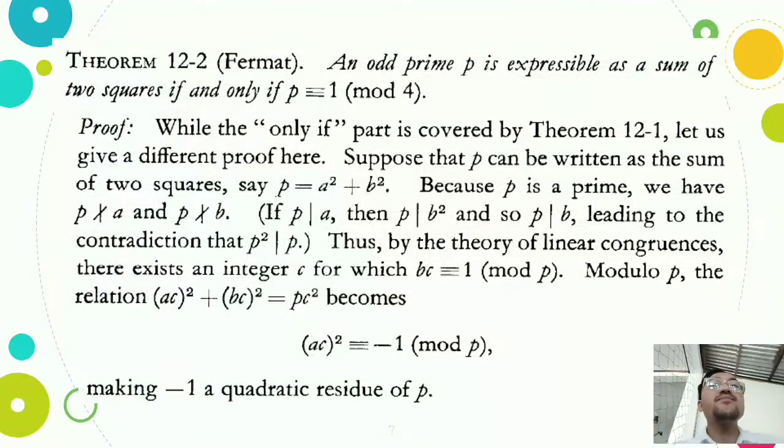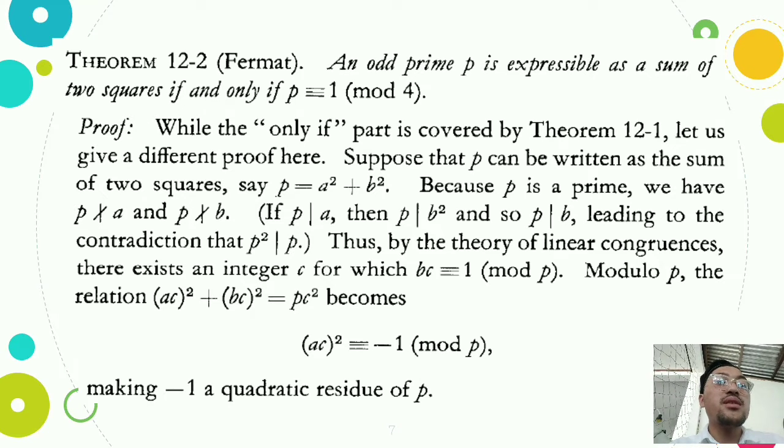On the other hand, any prime which is congruent to 1 modulo 4 is expressible as the sum of two squared integers. The proof in the form we shall give it employs a theorem on congruences. Theorem 12-2, Fermat: an odd prime p is expressible as a sum of two squares if and only if p is congruent to 1 modulo 4. Proof. While the only if part is covered by Theorem 12-1, let us give a different proof here.